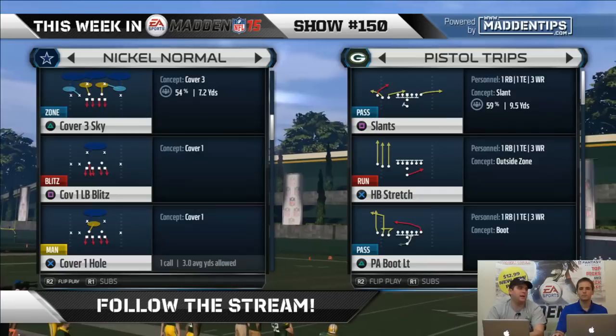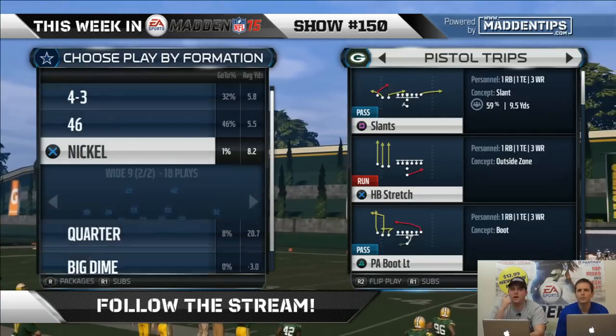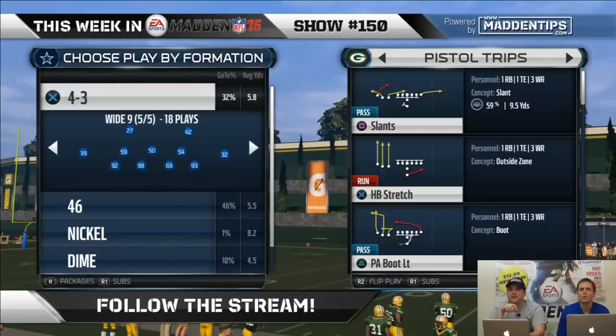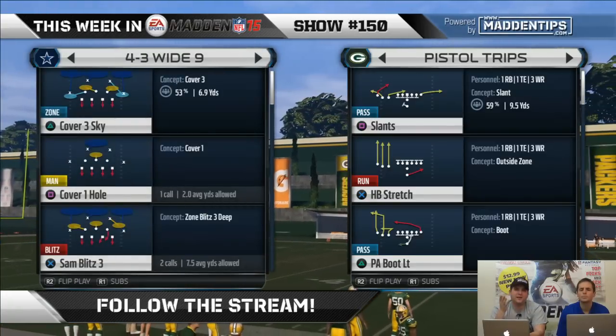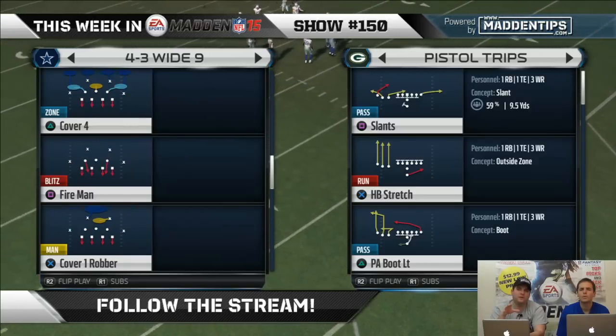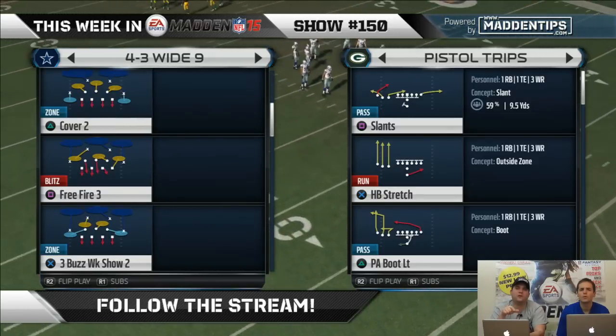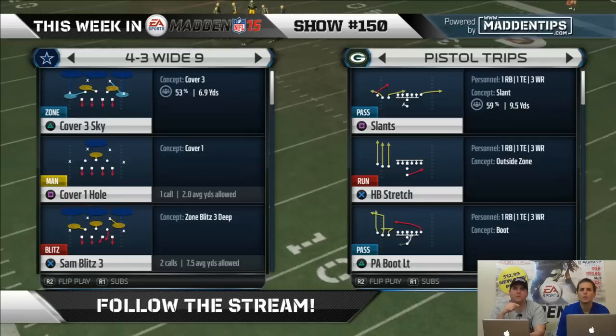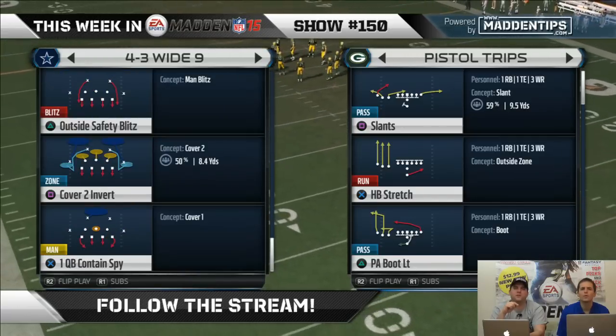So if you go 4-3 wide 9 here, and you were in the Cowboys defensive playbook? Yes. So 4-3 wide 9. Really, you can take any cover 3 and turn it into this, but you want to look for a play called literally cover 2 invert. That's what we have here. And go up, right there. So cover 2 invert, square.